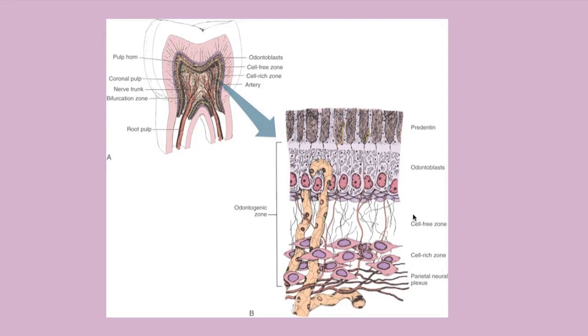The space between the dentin and the pulp is called the cell-free zone. Below that is the cell-rich zone, followed by the parietal neural plexus. All of this together is considered the odontogenic zone and makes up the most peripheral area of the pulp in the crown.